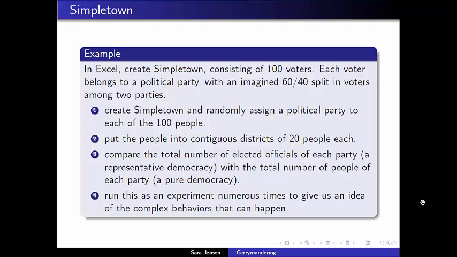And then what we'll do is run this experiment many times to get a feel for what can happen in these, just according to randomness, with these different designs. So let's go over to Excel and take a look at what we did there.